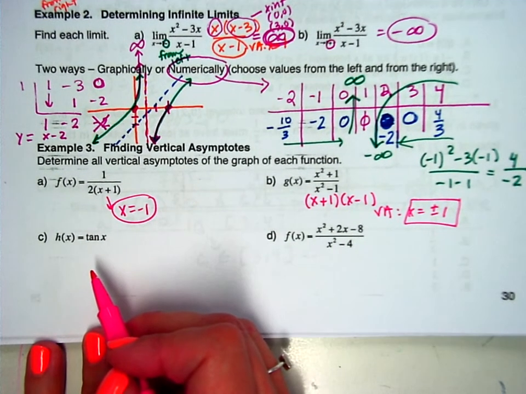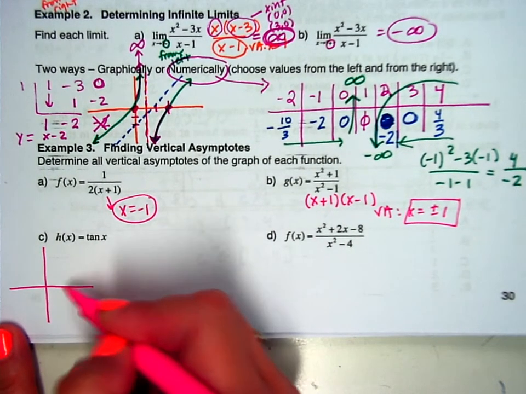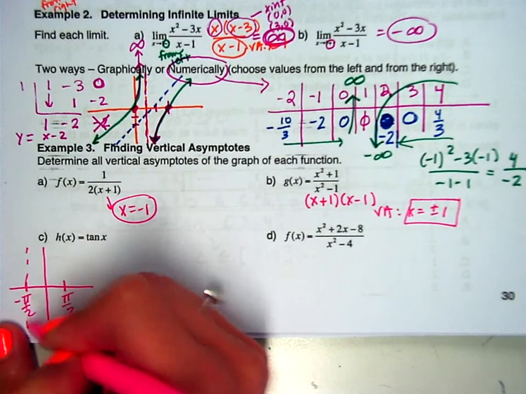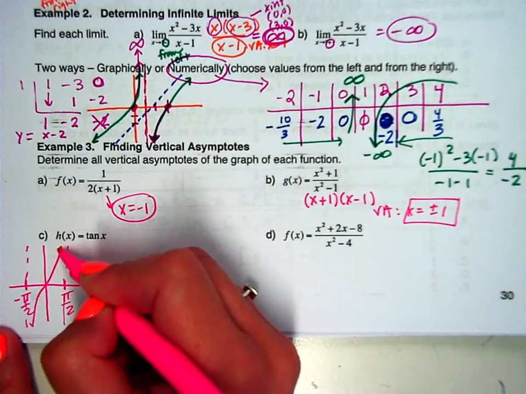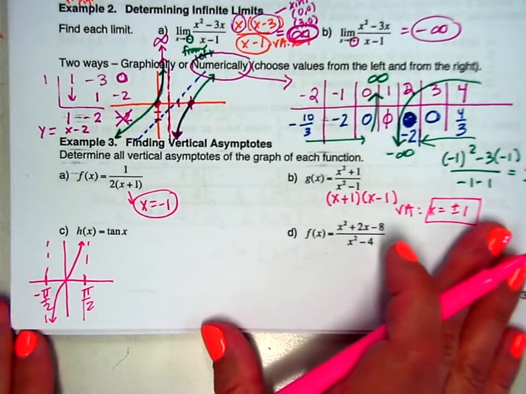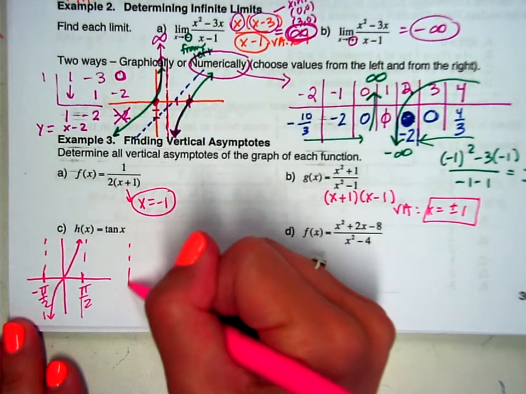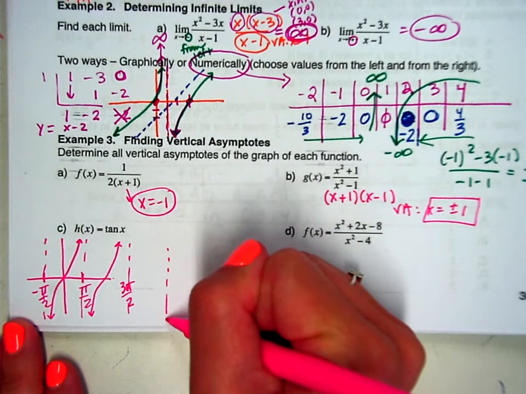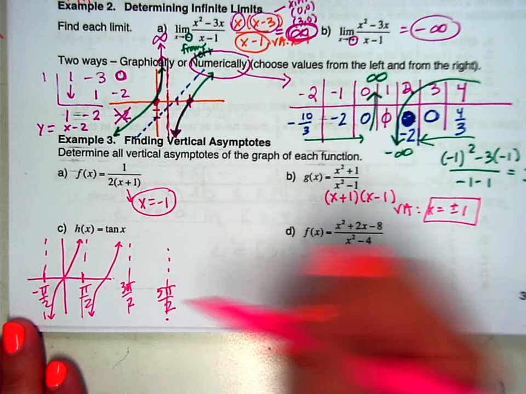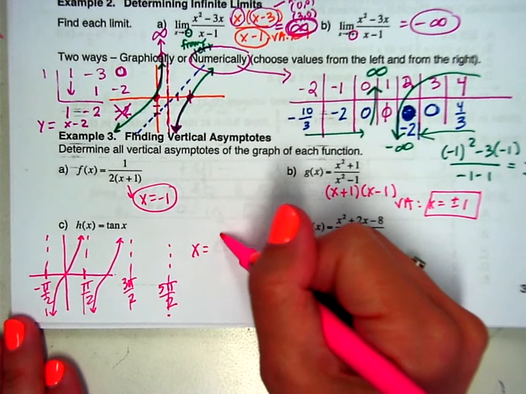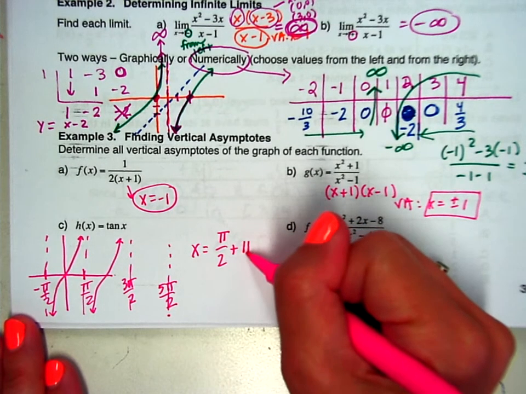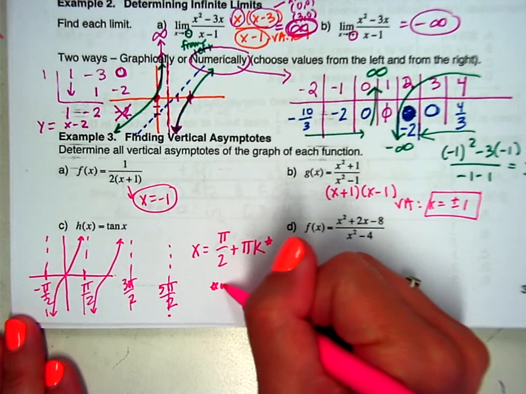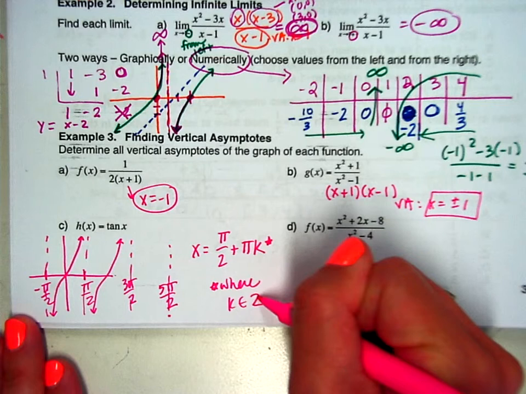Tangent. Remember? You're going to have asymptotes at pi over 2 and negative pi over 2. Here's your tangent graph. But remember, it repeats. So I have another asymptote at 3 pi over 2, and another at 5 pi over 2. How did we write that? In this case, it's actually just plus pi k. And then we do the little asterisk and say where k is an integer.